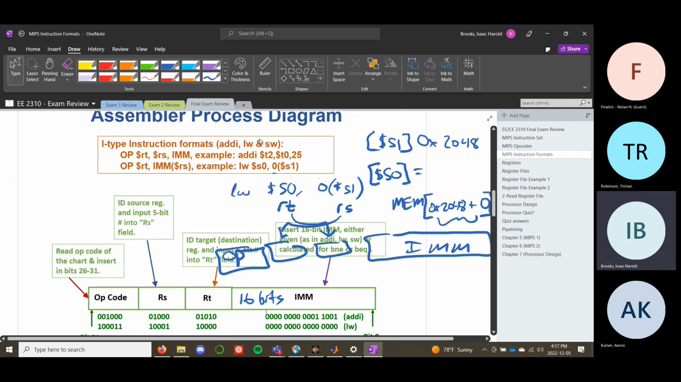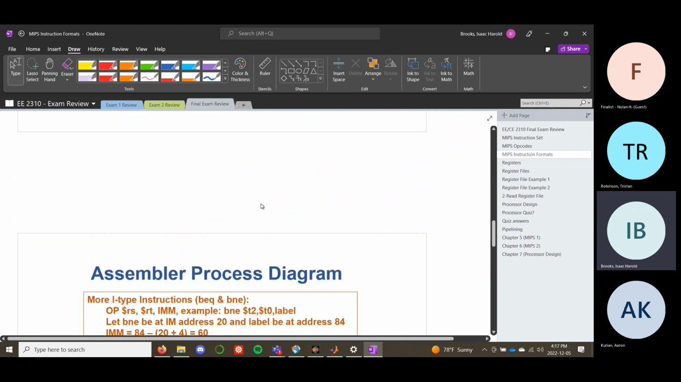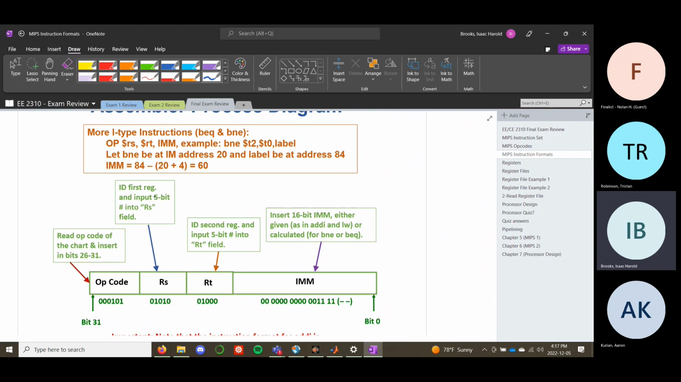Okay, so these are the simple I-type instructions. Now, the branches, there's a couple of extra steps for branches. Remember, the immediate is going to be some number that's useful for the command. For a branch, that's going to be how far you are jumping. There's two types of branches in general. There is an absolute branch and a relative branch. So an absolute jump and a relative jump.